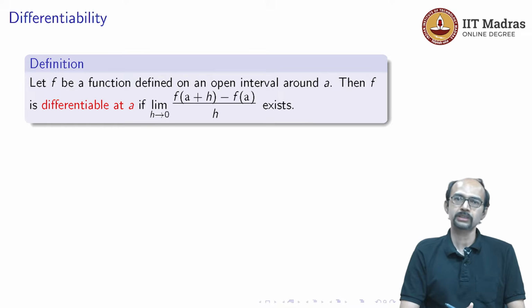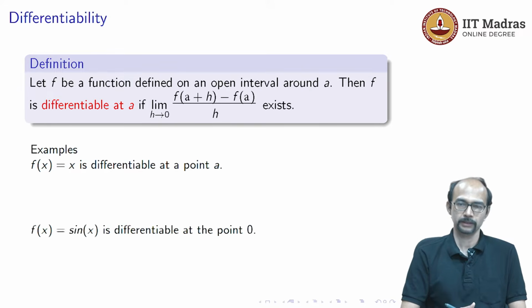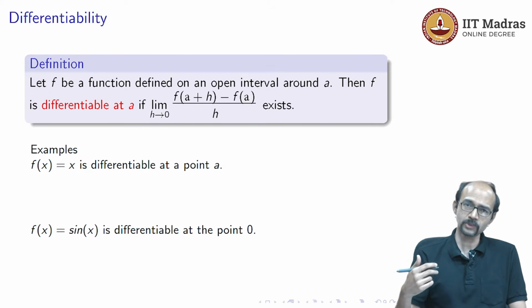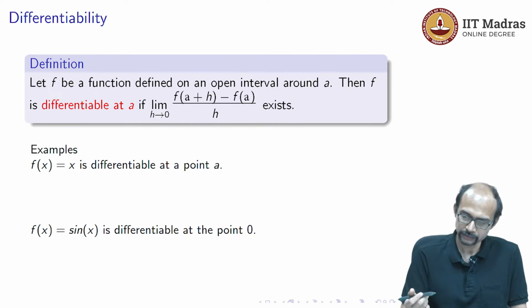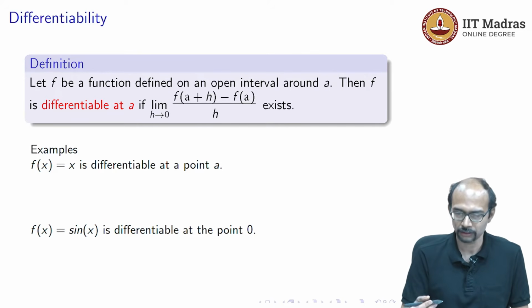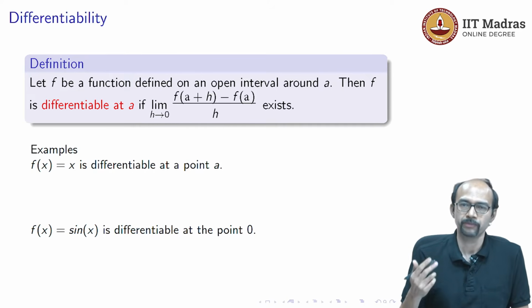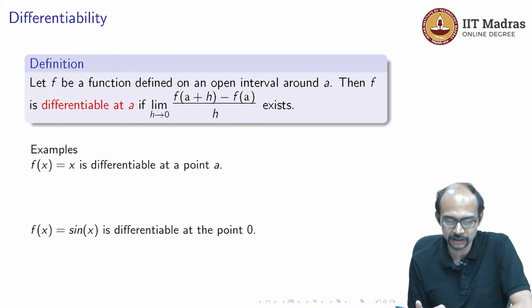Okay, and what is this limit doing? If indeed it is differentiable, then this limit is computing for you the instantaneous rate of change of the function, right? So the rate of change of distance with respect to time is exactly the instantaneous speed. So the rate of change of any function f with respect to the variable x, that is what this limit is computing. Okay, let's look at these two examples.